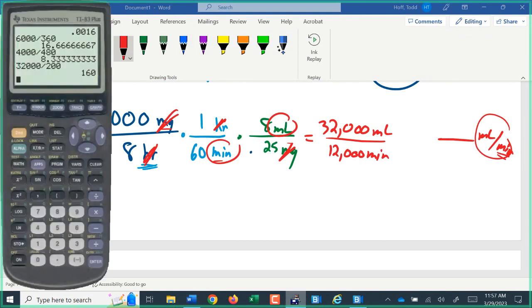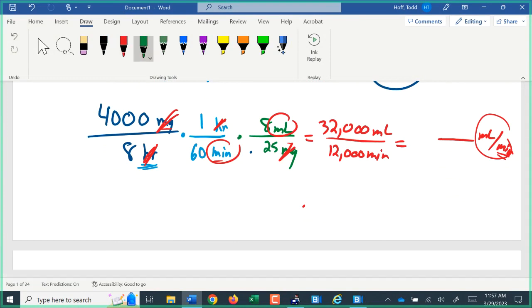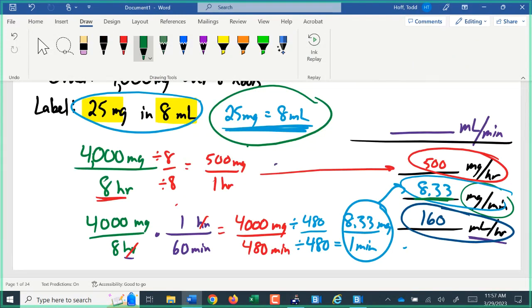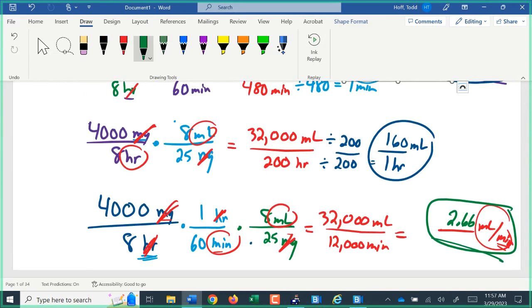I'll double check that. It is 12,000. Then we do our 32,000 divided by 12,000, which gives us 2.66 milliliters per minute. Now that sounds like a pretty slow infusion rate, but 2.66 milliliters per minute still contains 8.33 milligrams of that medication. Remember, the medication is concentrated into the fluid. 2.66 milliliters per minute is actually not that uncommon of a flow rate. It doesn't sound like much, but it can be carrying a significant amount of medication to a patient.